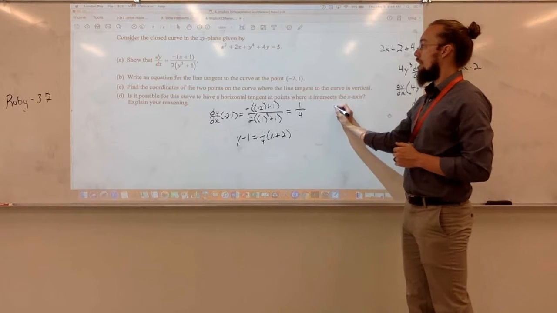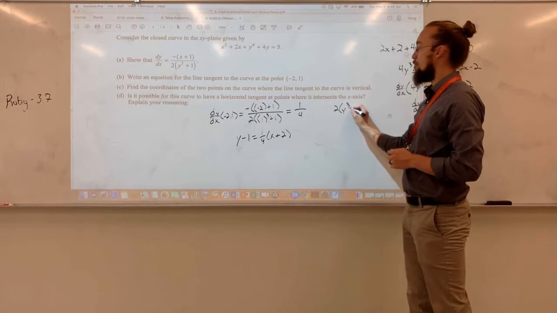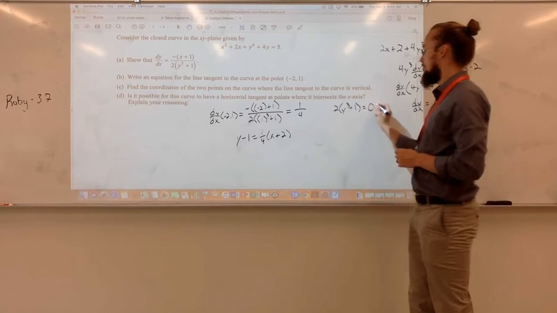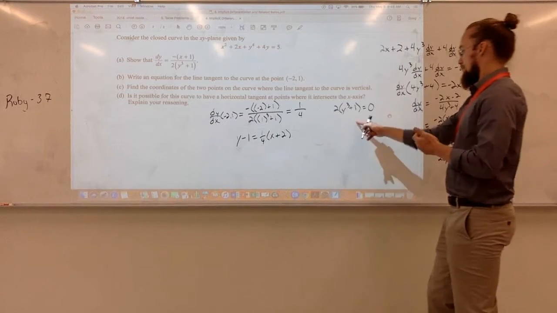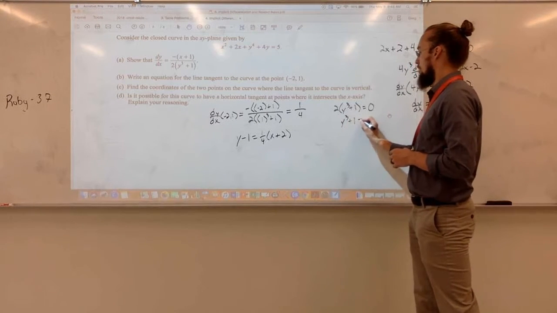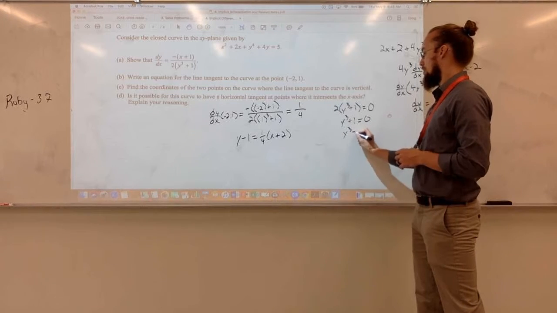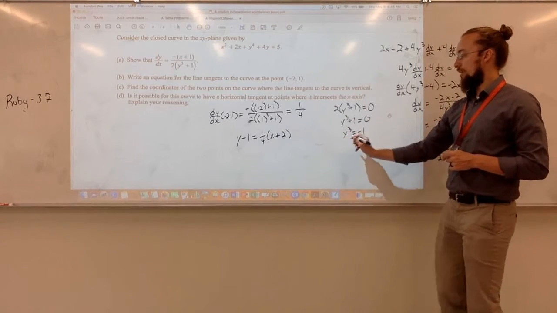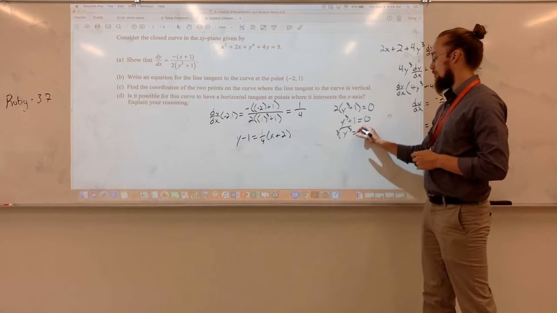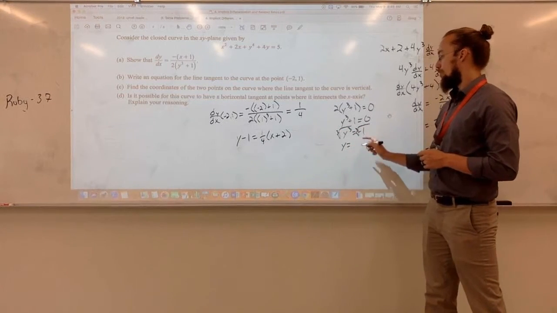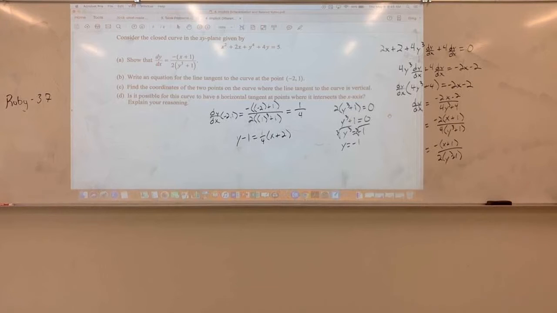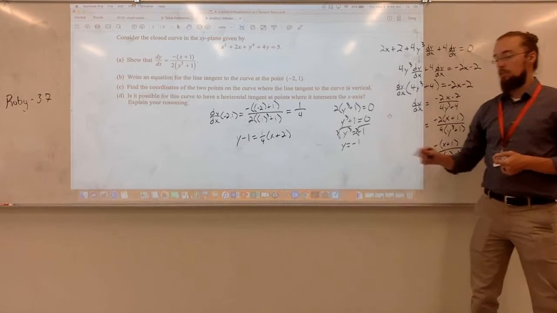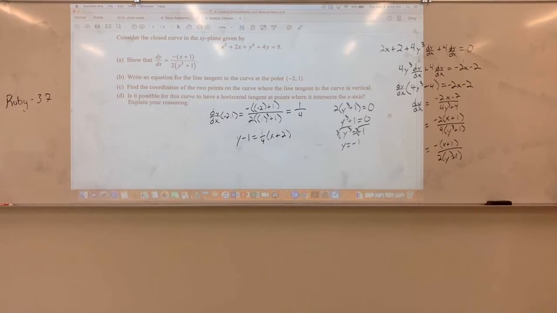So to find this, I want to say 2 times y cubed plus 1 equals 0. I'm just setting the denominator equal to 0. Well, divide by 2, subtract the 1 over. So I've got y cubed equals -1. If I take the cube root of both sides, the cube root of -1 is just -1. It's not positive or negative 1, it's just -1. So now, if I know the y coordinate of a point, how would I find the x coordinate?